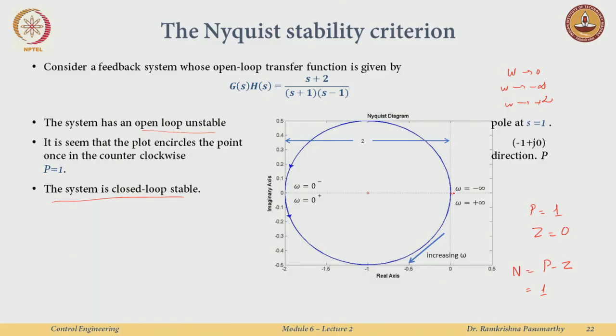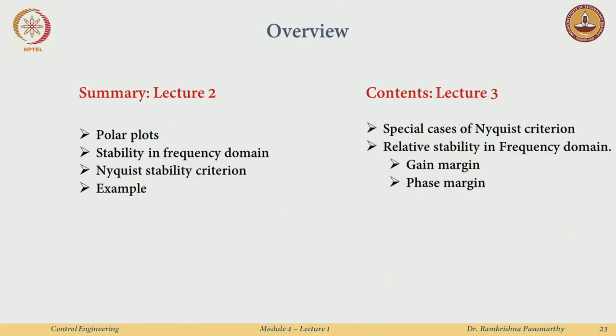So what we learned so far is polar plots, and we just started to define for ourselves the notion of stability in the frequency domain leading to the Nyquist stability criterion, did a couple of examples, and next we will do some special cases of the Nyquist criterion. What if I hit a singular point, what if there is a pole on the imaginary axis, things like that.